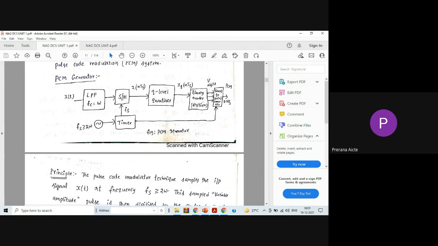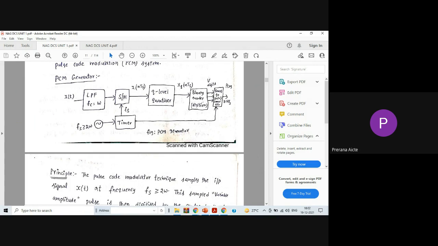The encoder accepts the fixed level amplitude and converts those fixed level amplitude samples into binary data of a specific length. Suppose I am transmitting sample 2, the binary value is 0, 1, 0. Transmitting symbol 4 means 1, 0, 0. Transmitting 5 means 1, 0, 1. Like that, it converts the fixed amplitude levels into binary data with the help of the binary encoder. Then we apply that data, like 100, 101, 010, to the parallel to serial converter.